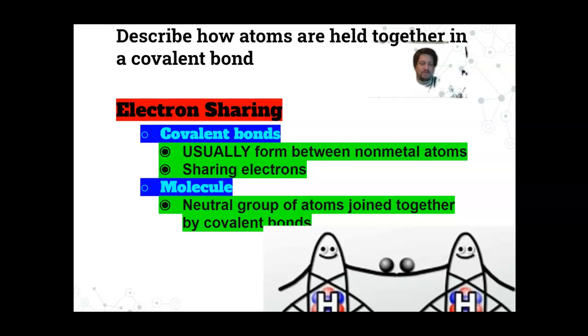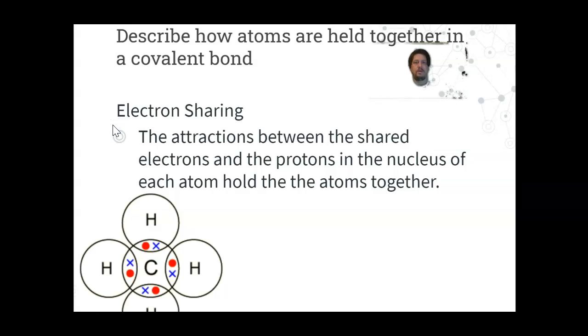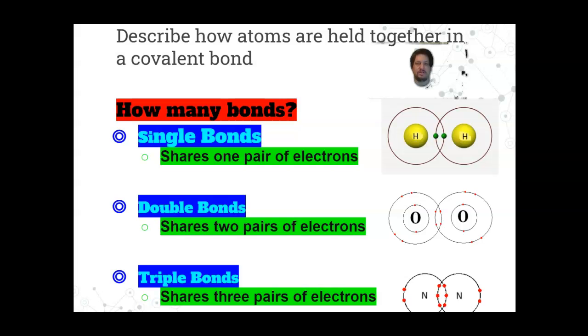This combination is called a molecule. Neutral groups of atoms join together by covalent bonds. Now the attraction between these shared electrons and protons is what keeps them together. We've talked a little bit about, you guys all did really well in the assignment, the electron dot diagrams. Those show and help us understand why these atoms are sharing these electrons.